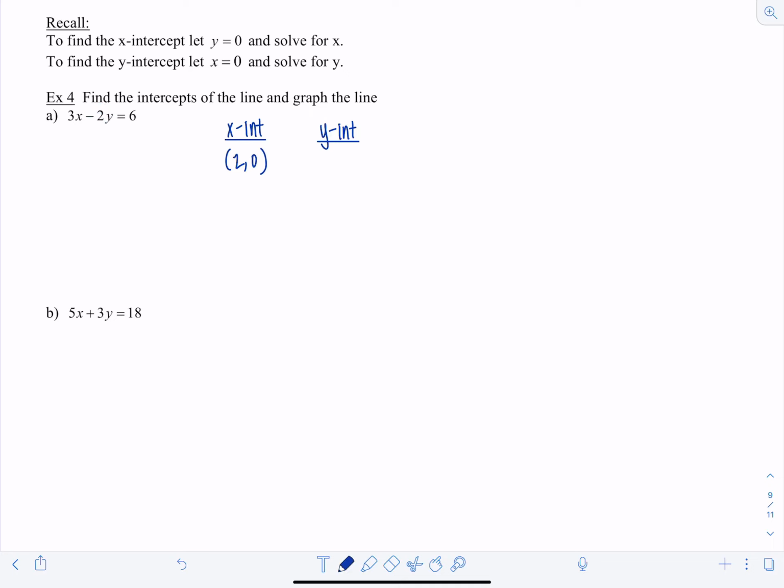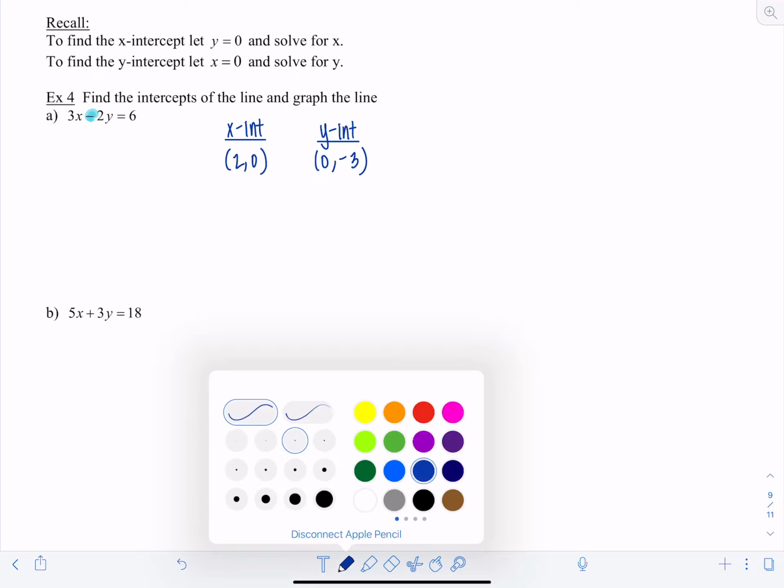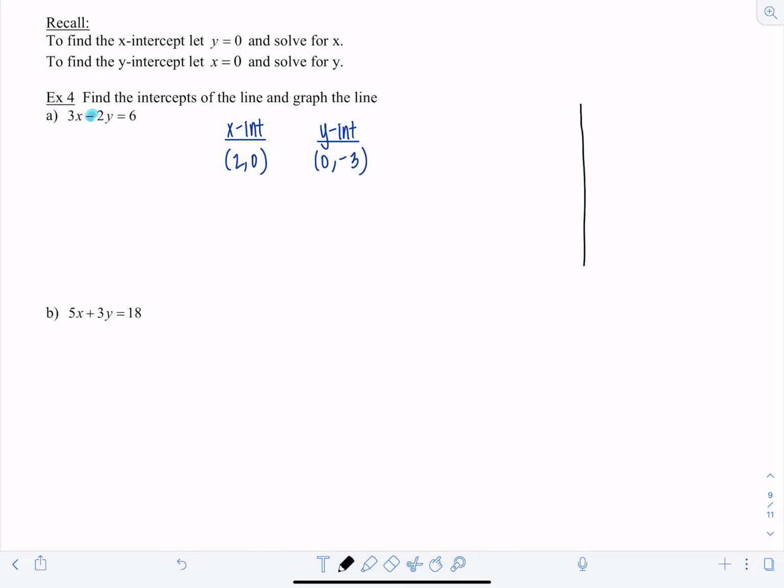Okay, now let's try the same thing with the y-intercept. You just have to be a little bit careful because of this negative here, right? So imagine the 3x is gone because you plugged in 0 for x. So you have negative 2y equals 6, which means y is equal to negative 3. So we've got 0, negative 3. That's it, and then now you're ready to roll. So we can graph the line. I have these 2 lovely points.